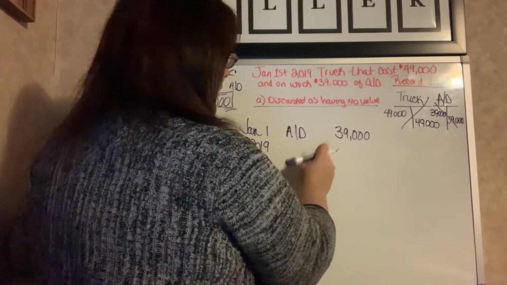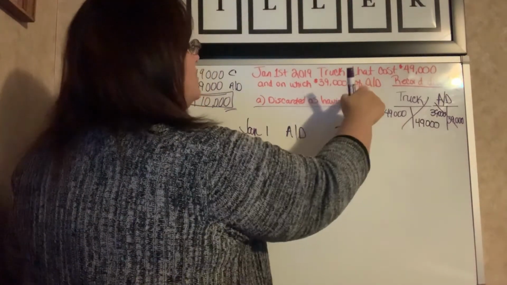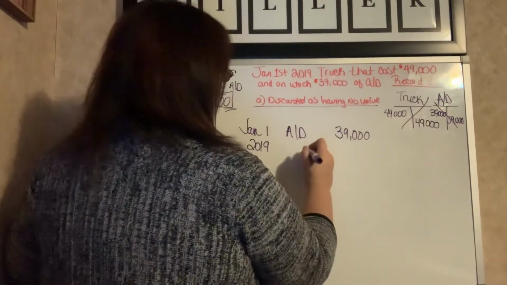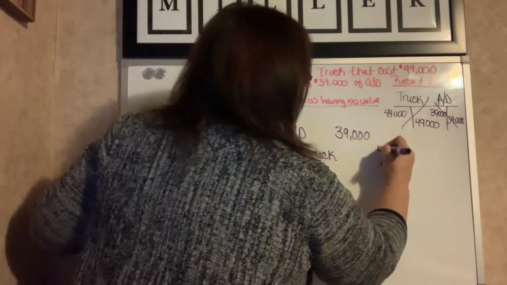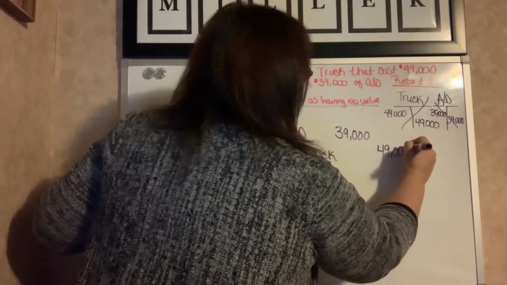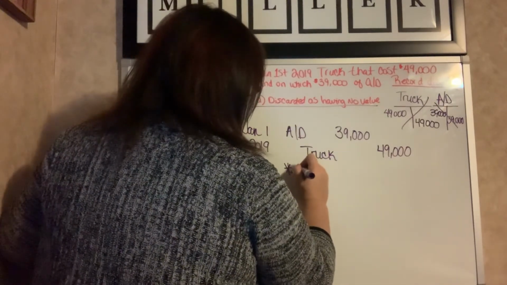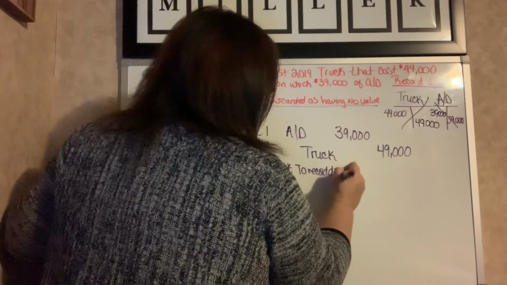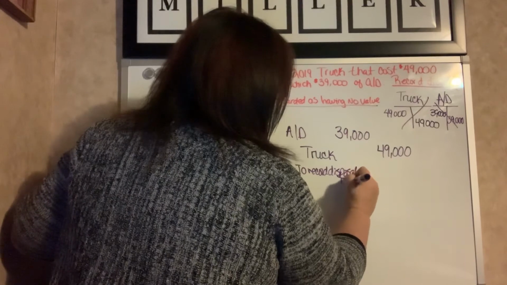You want to skip a line here because we know there's a difference in our quantities. Then we have to actually give a credit of $49,000 here for the truck to wipe out that account. So truck is $49,000, and then we should have our reasoning down here to record disposal of truck.